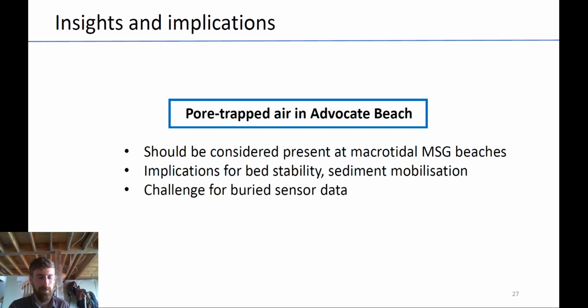So from that first section, it seems that pore trapped air in a tidal beach is quite important to the dynamics, and moreover, at any tidal beach or any beach that experiences draining of water from it as a result of tides, trapped air should be assumed to be present, and there are important implications for bed stability and the way sediment gets mobilized as a result. And this is also a challenge for using buried sensors, because you have to contend with alteration of the signal in time, in amplitude and phase as a result of this trapped air content.